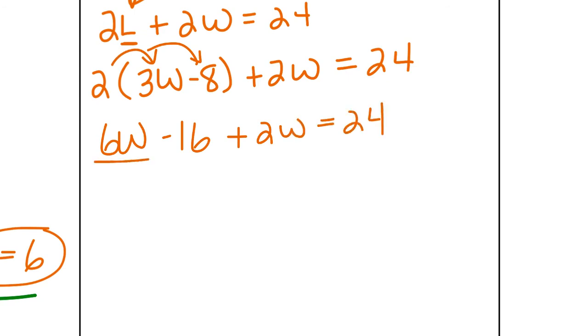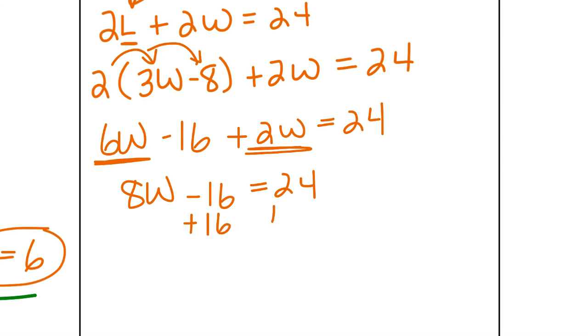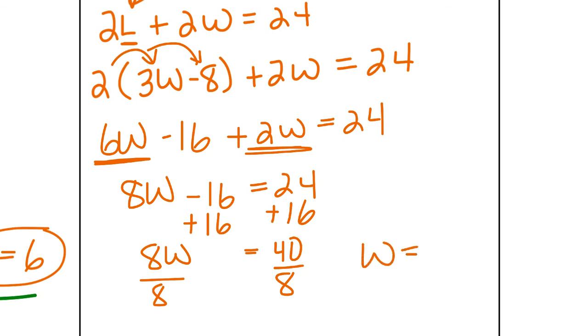Combine your like terms. So I have 6 plus 2 is 8, and I still have minus 16. From here, it's just a two-step equation to solve for W. Let's add 16 to both sides. That gives me 8W equals 40. Divide by 8. So W equals 5.